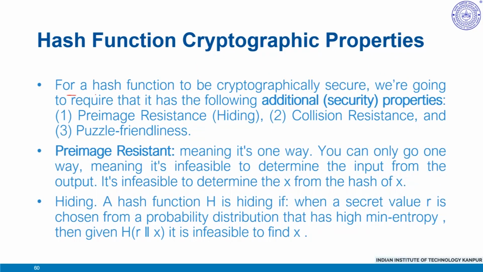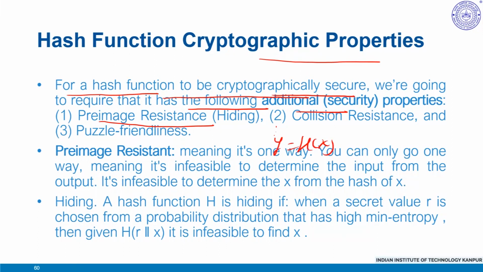For a hash function to be cryptographically secure, we are going to require that it has the following additional security properties. First and foremost is called pre-image resistance or hiding. Hiding is the very first property that we want from our hash function. The hiding property asserts that if we are given the output of the hash function, let's call it y equal to h(x), there is no feasible way to figure out the input. So from knowing y, we should not be able to figure out x.